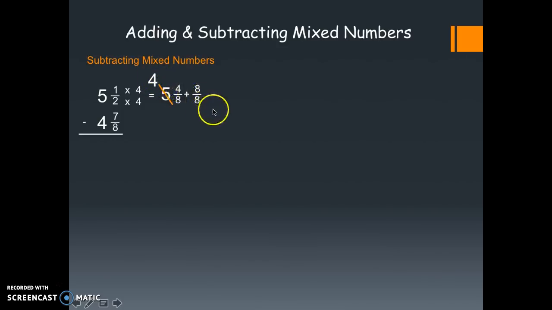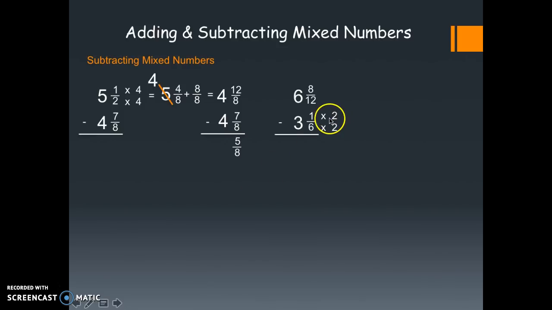So I'm going to add it to what's already there. And now I have 4 and 12/8. So now I can take my 4 and 12/8 minus my 4 and 7/8. I know that this is more than 1, but I want it to be that way for this particular situation. So 12 minus 7 is 5/8. 4 minus 4 is 0. Now I could write a 0 here if I wanted to, but that's not necessary. So my answer is simply 5/8.